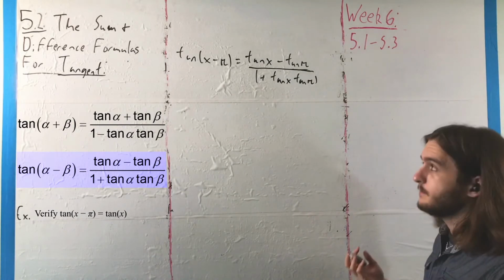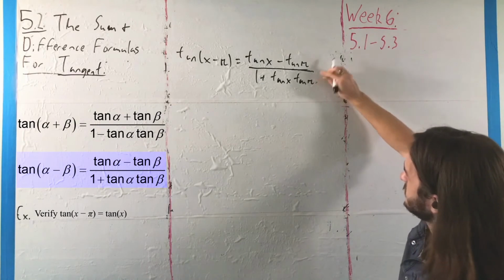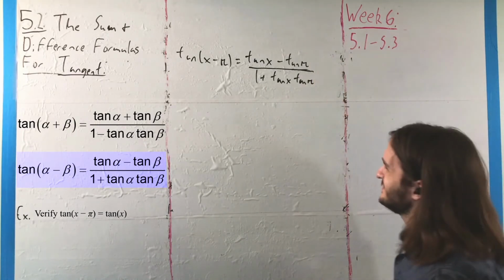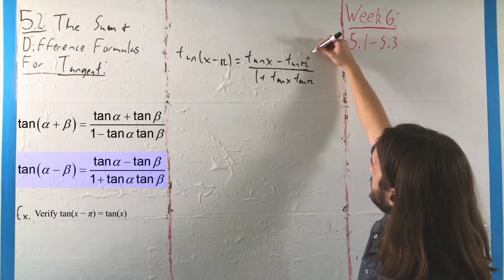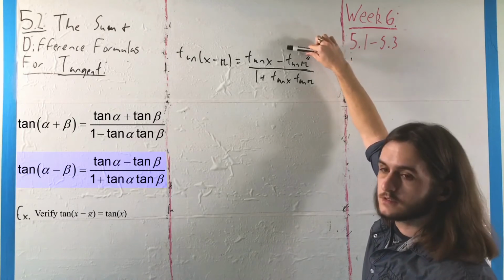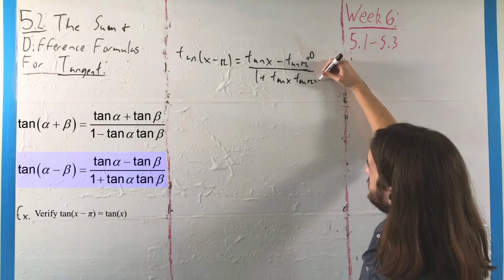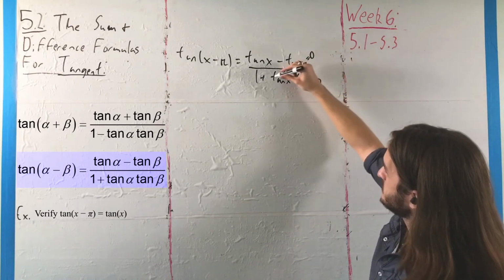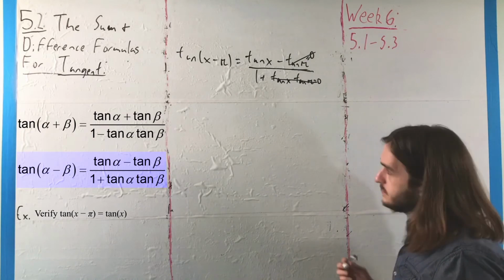Doesn't look like we helped at all, but some important things happen now. Because tangent of pi, well, at pi, we're along the x-axis. Along the x-axis, y is equal to 0. So that's 0, and that's 0, which means this term goes away, and that term goes away.